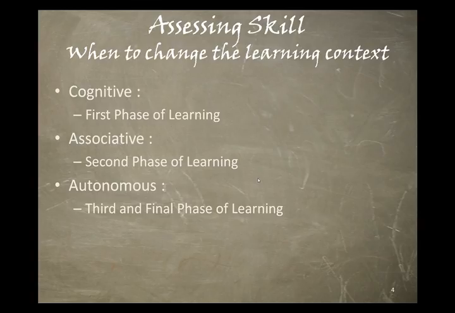The autonomous phase of learning is the third and final phase of learning. What you'll notice is they don't have to think about it. They can do it automatically, just like walking. You don't really have to think about walking. If you did, you probably wouldn't get anywhere. The speed of the movement is quick, they don't have to think about it, and the movement is highly proficient.